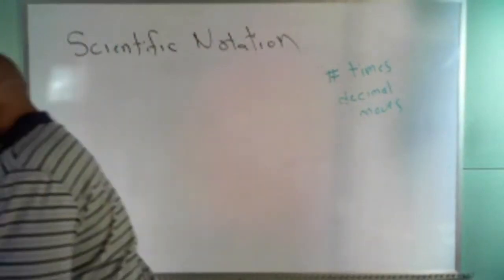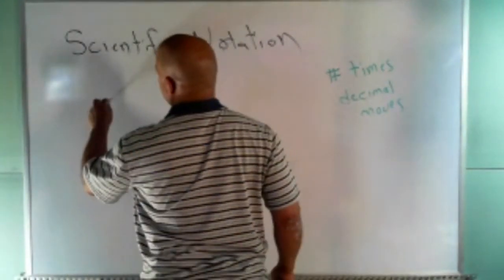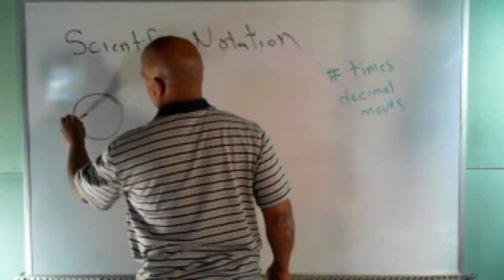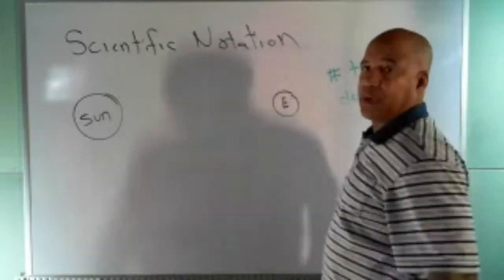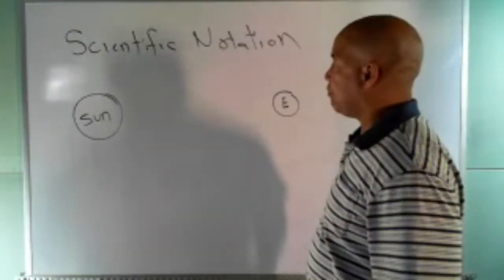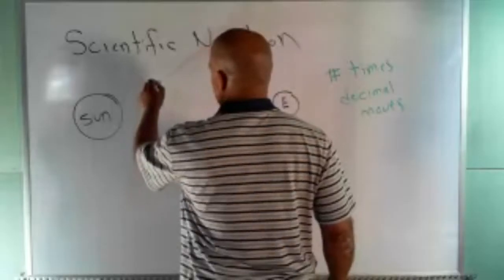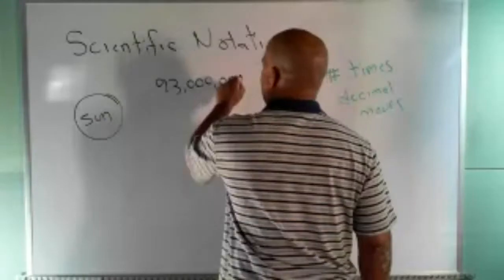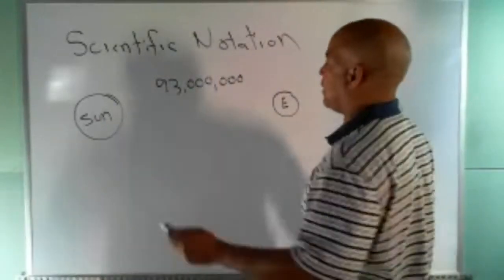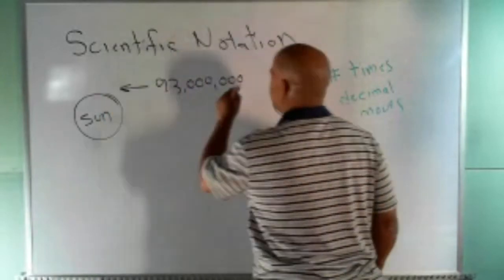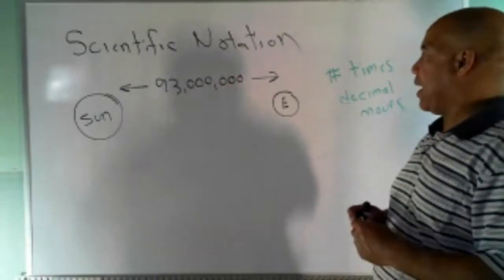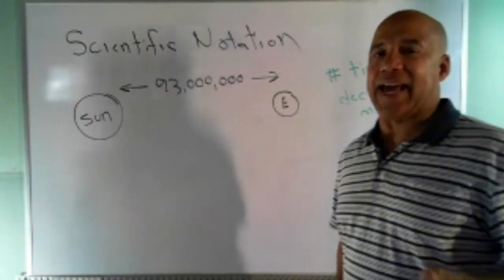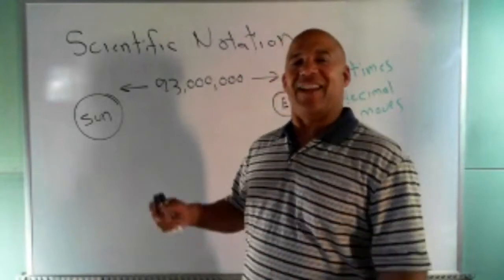Does anybody know the distance between the Earth and the Sun? There's the Sun. I put the Earth over here. Anybody know the distance between the two? 94 million miles. Yep. Well, 93.5. But 93, 94, 95, I'll go with that. It's fine. Let's just go with 93. We'll go with any of those. So around 93, 94 million miles.